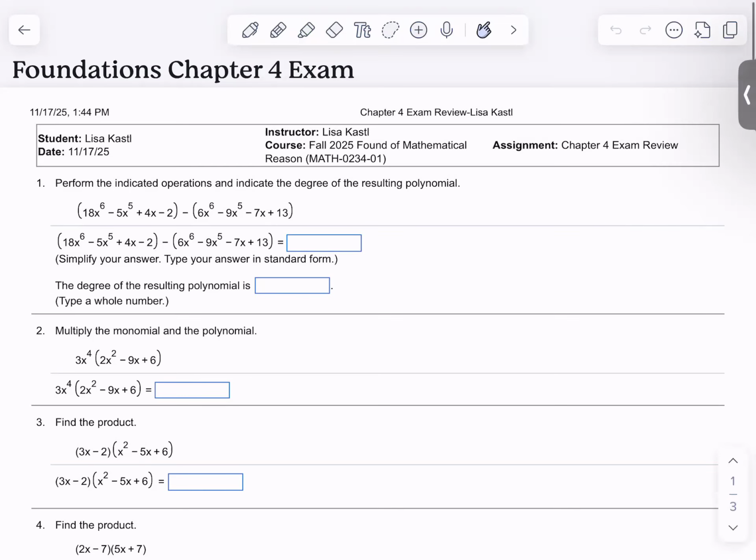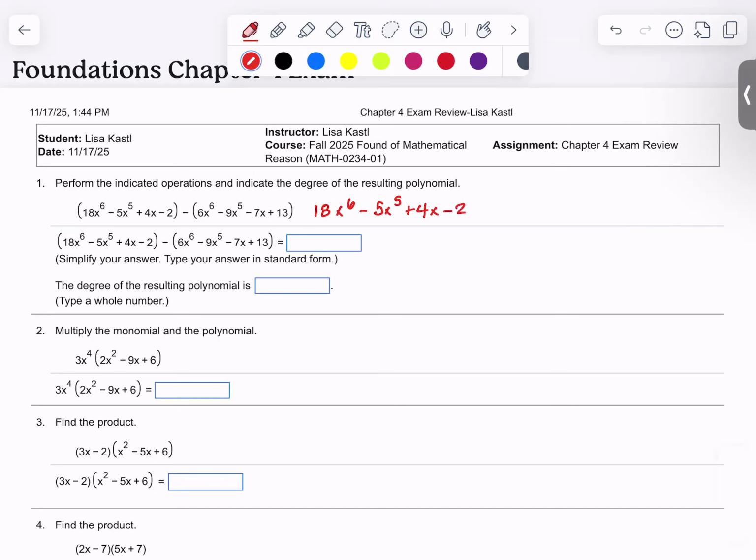So we have 18x to the 6th minus 5x to the 5th plus 4x minus 2. And now we're going to distribute that minus across. So we're going to change the sign of everything inside parentheses. So that plus 6x to the 6th becomes minus. That minus 9x to the 5th becomes plus. That minus 7x becomes plus 7x. And that plus 13 becomes minus 13.